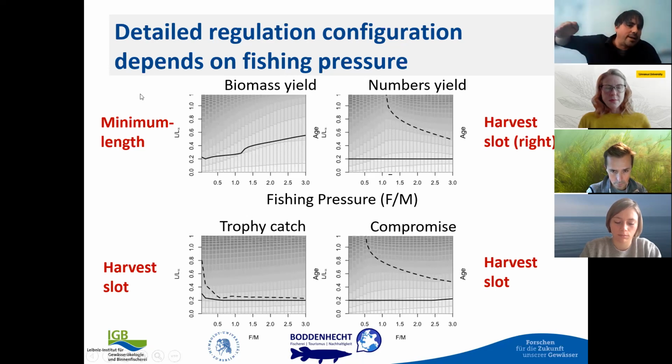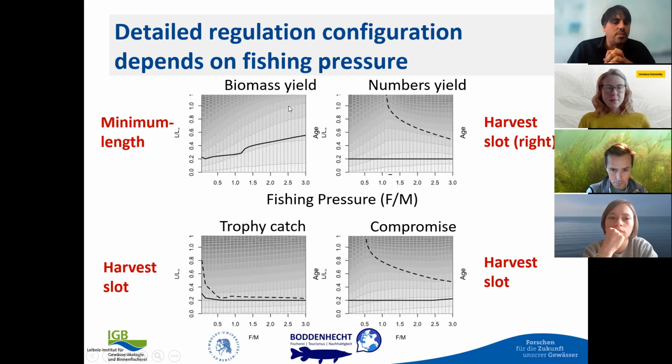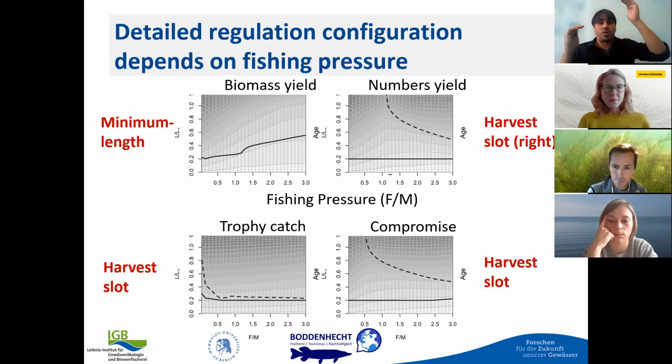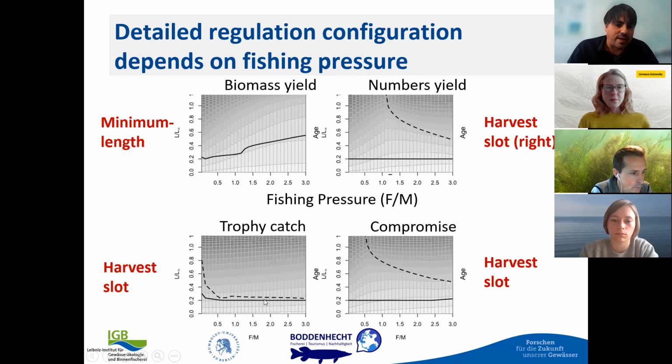And when the broken line comes in, you see that a harvest slot is considered optimal. And for example, for the biomass yield, when you assume that a fecundity of fish is linear with mass, it's always a minimum length limit. And the more fishing you have, the minimum length limit should increase. By contrast, for numbers yield, you would also have a minimum length limit, but after a certain fishing pressure, actually a harvest slot becomes optimal. If you want to reach trophy fish, it's always a harvest slot.